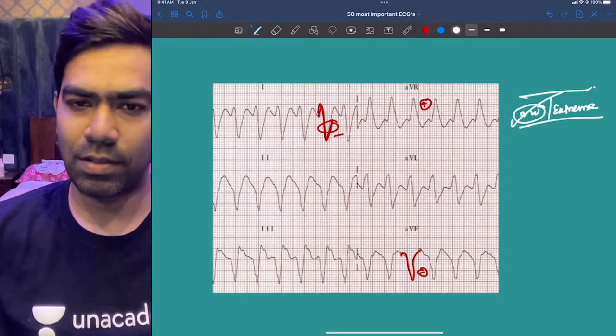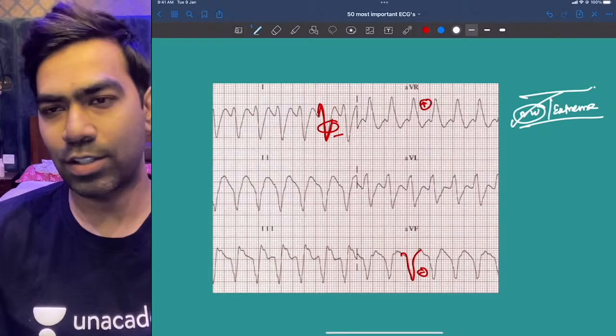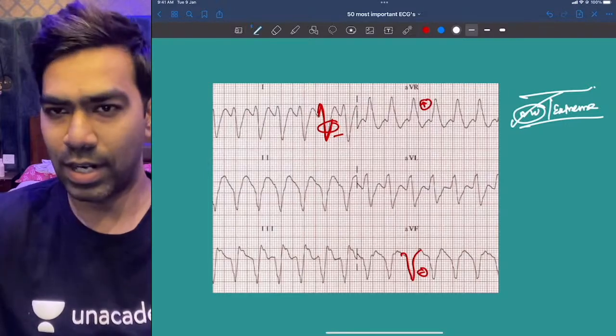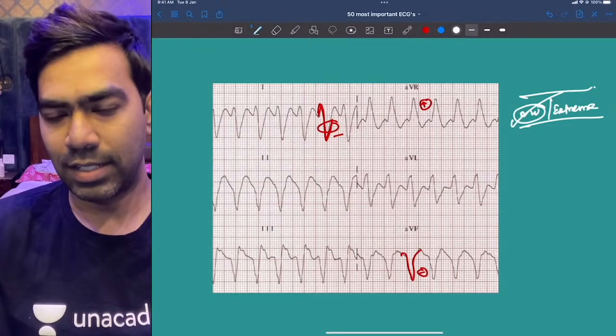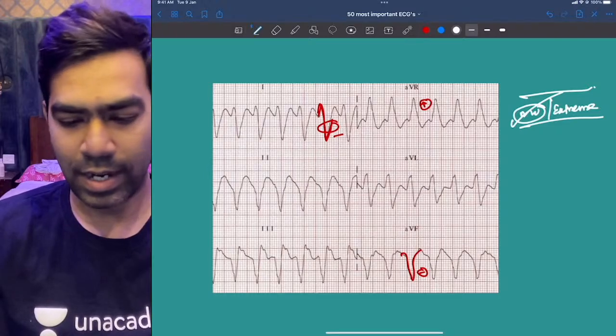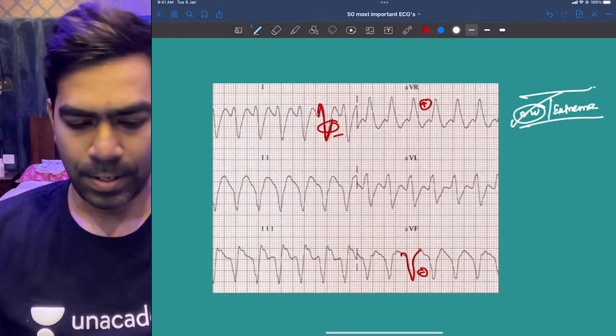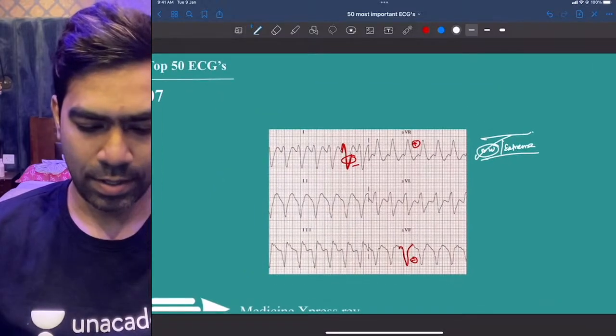But some pathological conditions that can produce northwest axis or extreme axis deviation are ventricular ectopics, that's very important, or ventricular tachycardia, which is nothing but a series of ventricular ectopics. That's what we call ventricular tachycardia. Plus, at the same time, hyperkalemia also, rarely, can cause northwest axis or extreme axis deviation.